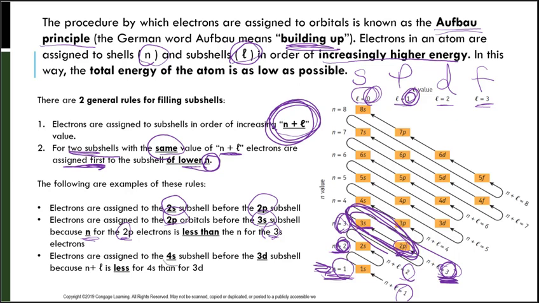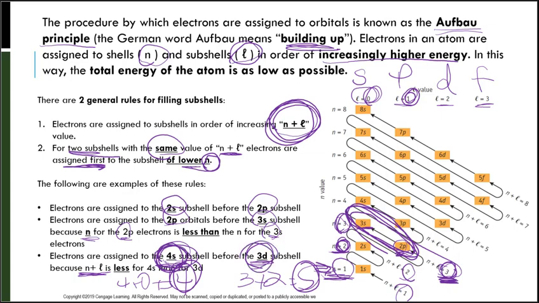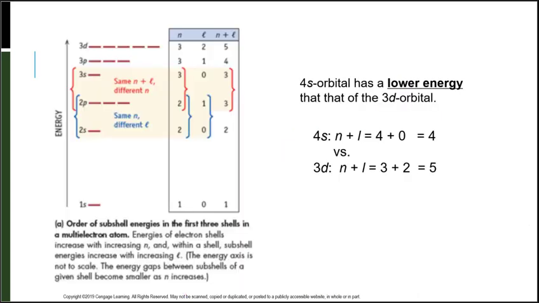Electrons are assigned to 4s before 3d because, let's look at the n plus l value. 4s is 4 plus 0. 3d is 3 plus 2, which is 5. So 4 is obviously lower than 5. 4s fills before 3d does. This kind of shows us the same situation here.